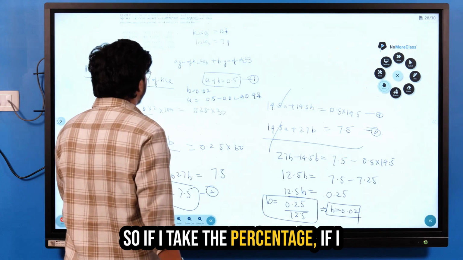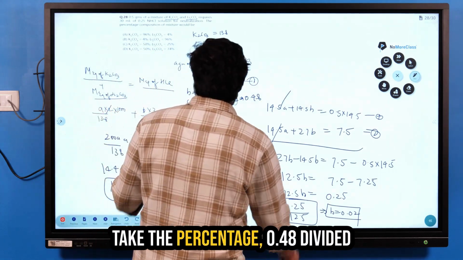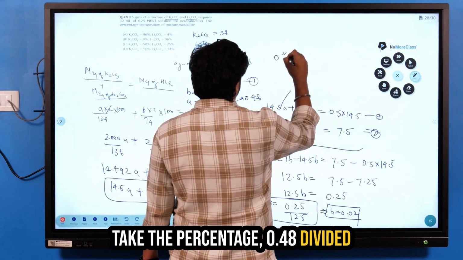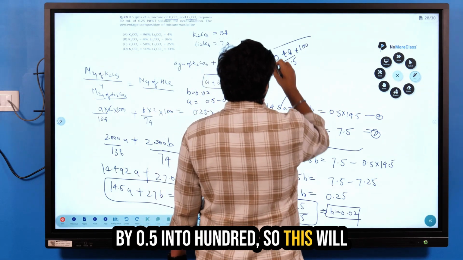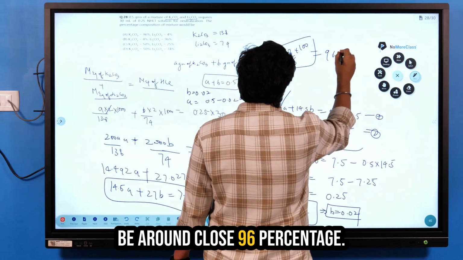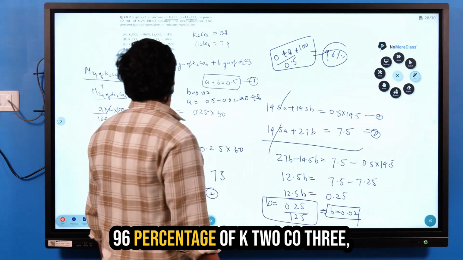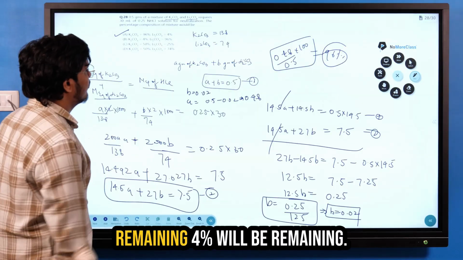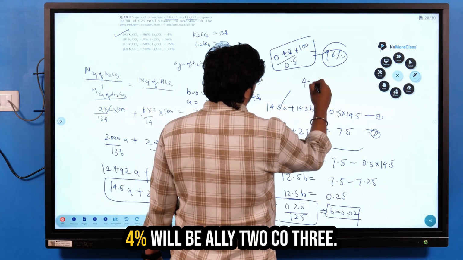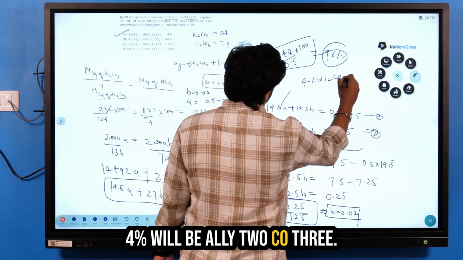So if I take the percentage, 0.48 divided by 0.5 into 100, this will be close to 96%. So it is 96% K₂CO₃, and the remaining 4% will be Li₂CO₃. So option A is the answer.